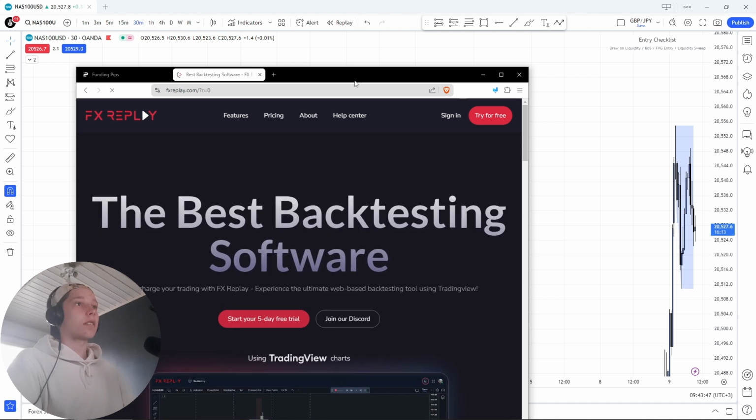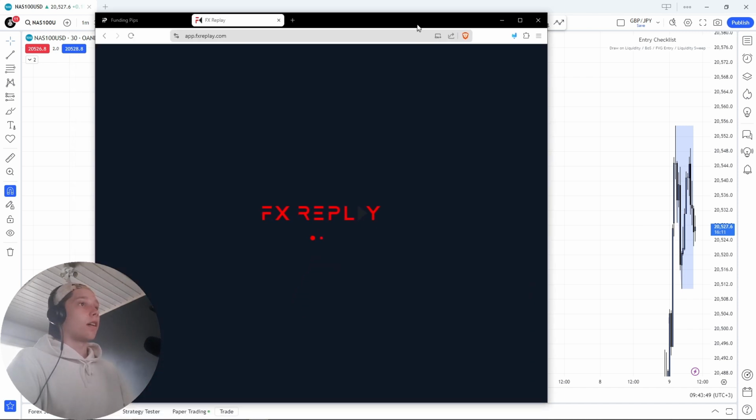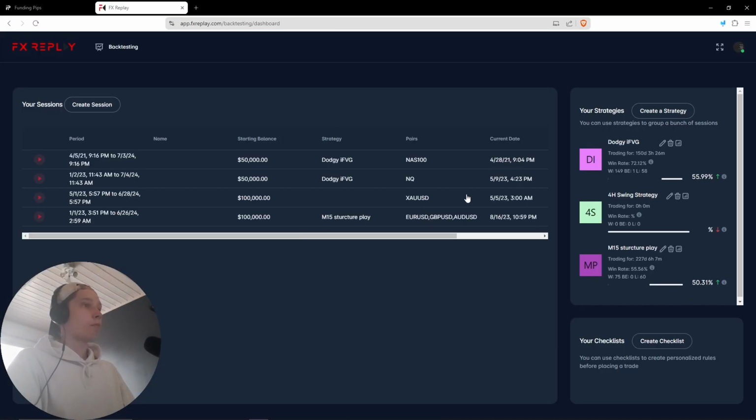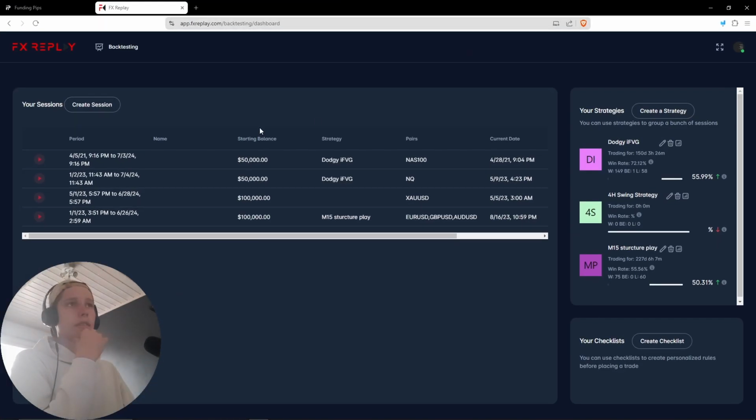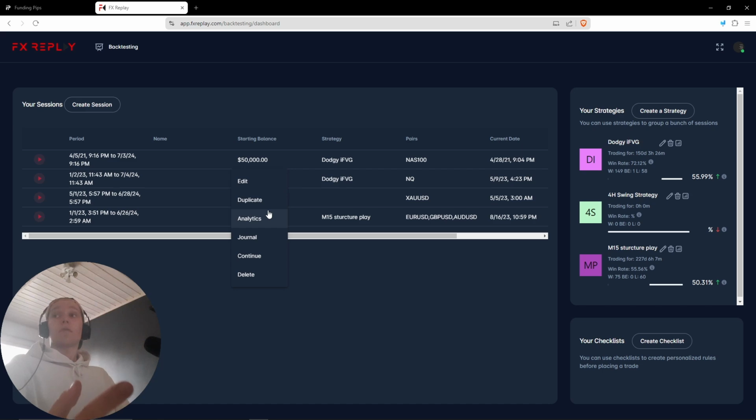So I have FX Replay here. You can see I've been trading Doji's IFVG strategy with FX Replay. I've been forward testing, backtesting it here, and tape reading it, and it just seems to work for me. It makes a lot of sense. I will not quit forex trading.